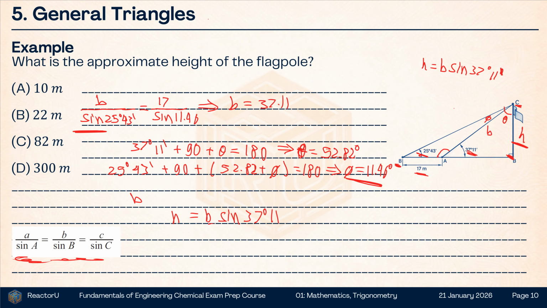11 degrees. And what is b here? B, we found from here to be 37.11. So this is the FE exam writer's way to confuse you. They put the two parts exactly the same thing to confuse you, but you have to be careful with your calculation. If you are careful with your calculation, you have nothing to worry about. So this will give us the h to be 22.43, which is almost 22. So the answer is B.